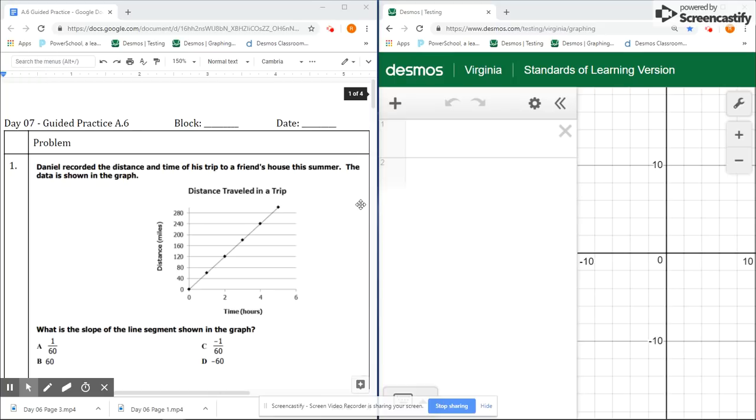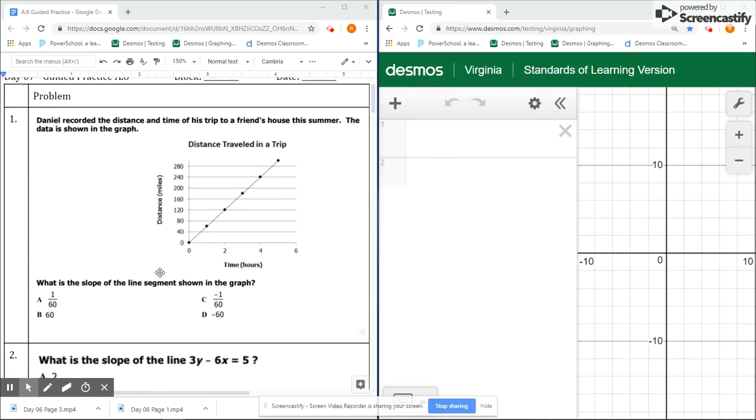We are on day 7, guided practice A.6. This is page number 1. We are going to go through 2 of these questions together, and then you'll try 2 on your own.